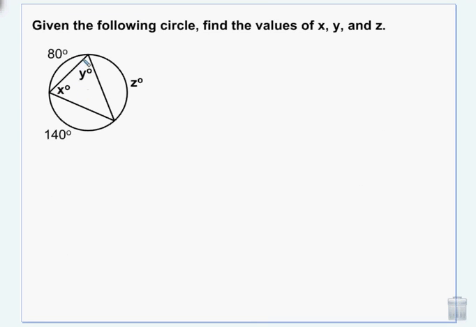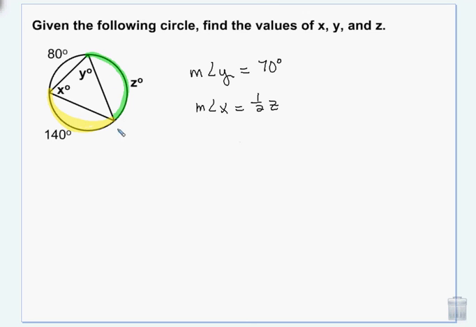All right, angle Y connects with this arc right here, which is 140. So the measure of angle Y would be 70 degrees because it's going to be half. And then angle X is 1/2 of Z. So I'm just going to write that down. The measure of angle X is equal to 1/2 of Z.